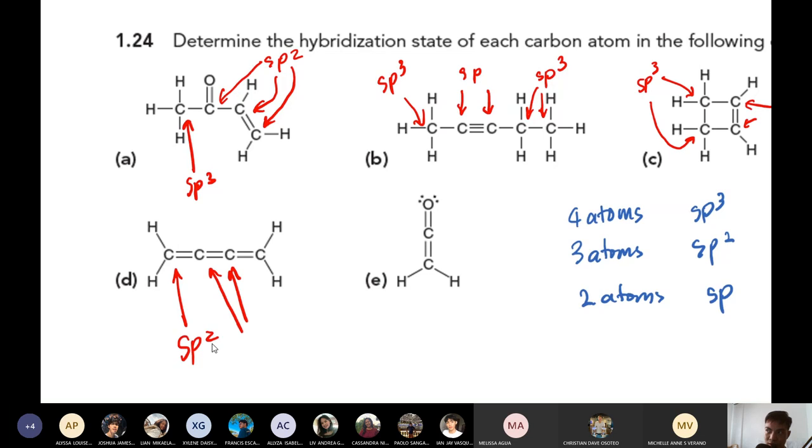So medyo hindi obvious pero yan ay sp yan, no? SP hybridized carbon kasi may dalawang atom sa paligid nila. Pero sir, wala siyang triple bond. Ganito kasi nangyari diyan. Yung isang pi bond ginamit niya sa left, yung isang pi bond ginamit niya sa right. Ganun din dito, yung isa ginamit niya sa left, yung isa ginamit niya sa right, no? So hindi obvious na triple bond diyan, pero SP hybridized carbon pa rin 'yan. Okay?